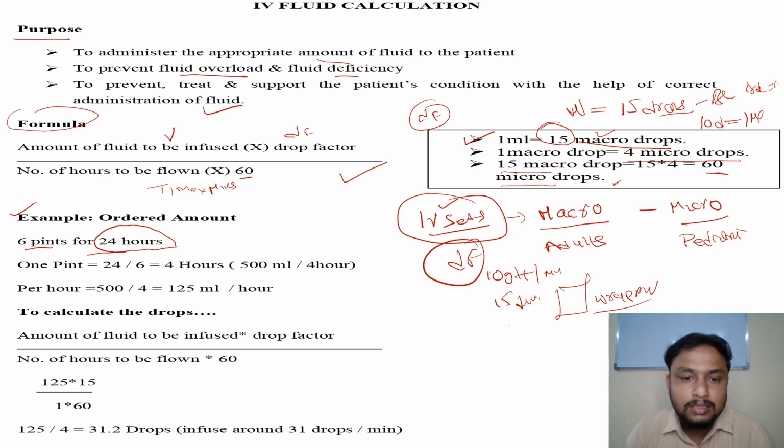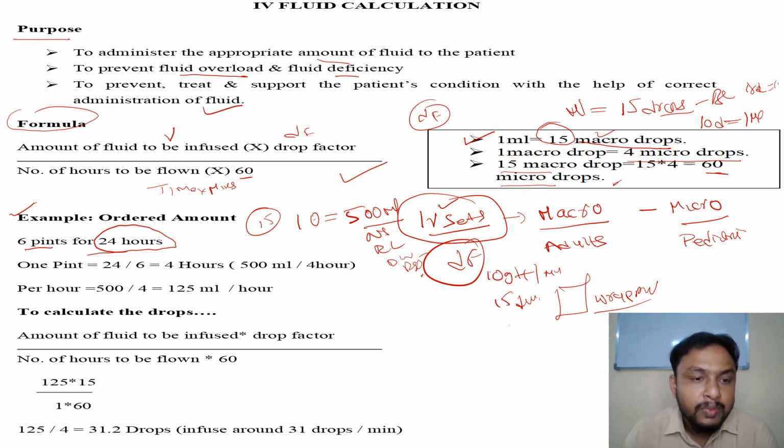Okay, your drop factor is 15. One pint equals how much? 500 ml of fluid, whatever it may be, whether it is NS, RL, DNS, D5, whatever it may be. Here your example: 6 pints of IV fluid to be infused in a 24 hours time. How will you calculate? First, you divide the 24 hours time by 6 pints.